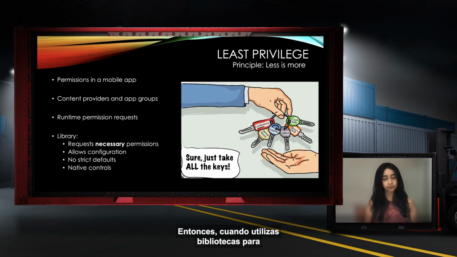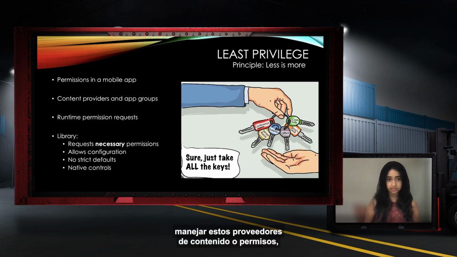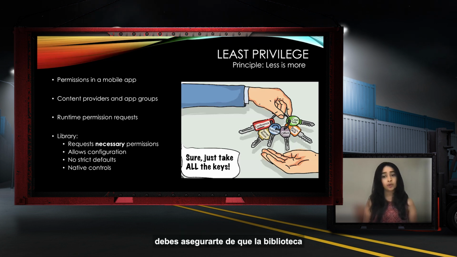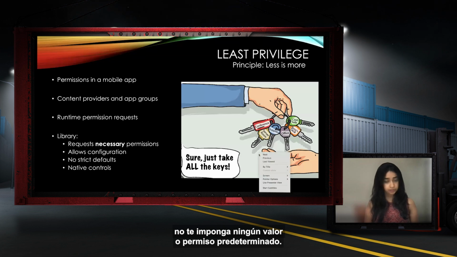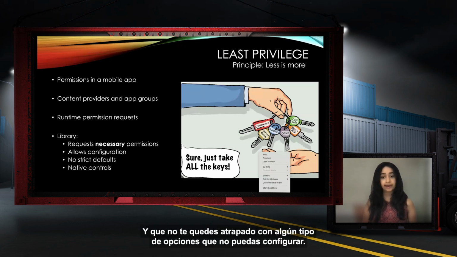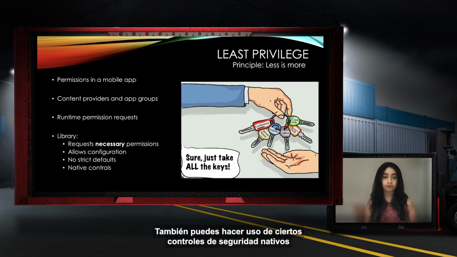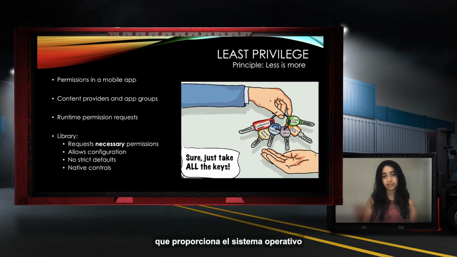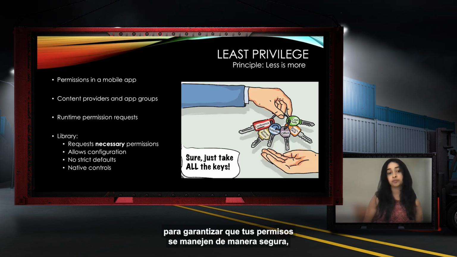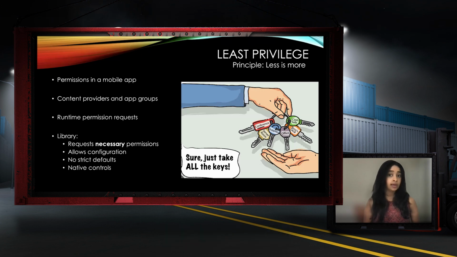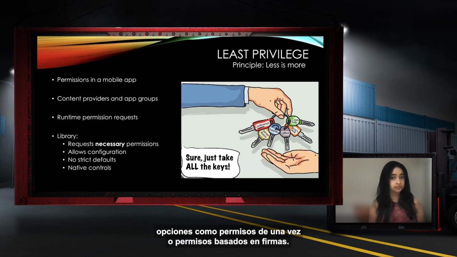So when you're using libraries to handle these content providers or permissions, you want to ensure that the library is not forcing any default values or permissions on you, and that you are not stuck with some kind of options that you cannot configure. You can also make use of certain native security controls that the OS provides to ensure that your permissions are handled in a secure manner. Options like one-time permissions or signature-based permissions.